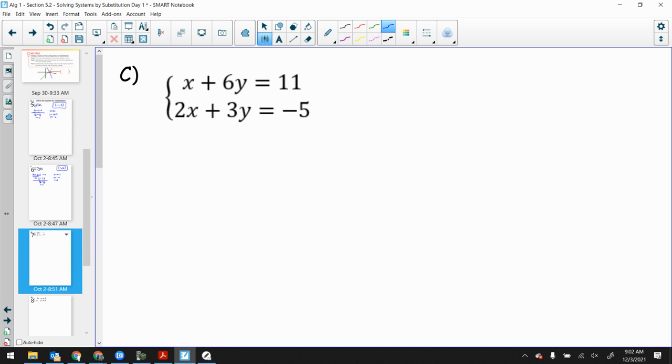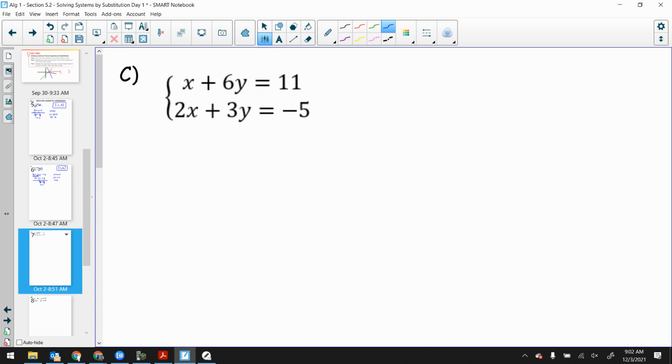Let's take a look at example C. Now, I'm continually making this a little bit more weird, right? Are either of these 2 equations solved for? No. So I have to do step 1 in this case. This is my first example where I must do step 1. What's the easiest variable to solve for, and which equation is it in?